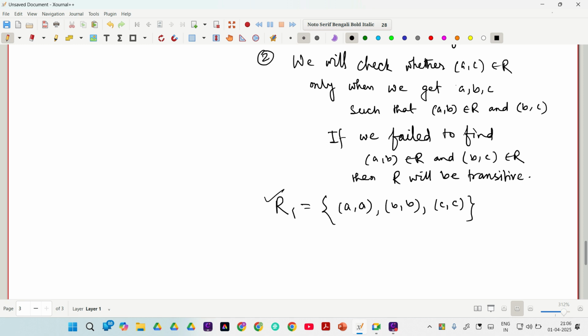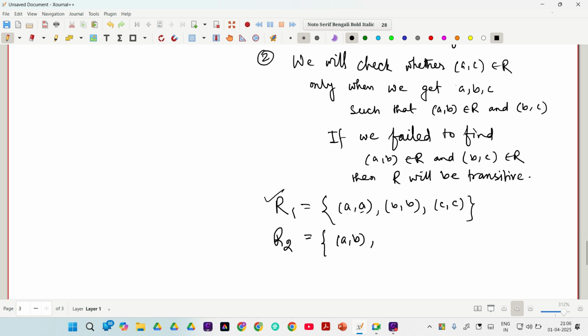Yes. Okay, so taking the R1 example, is there any A comma B or B comma C? Maybe these two are equal. I mean, A comma B, here B is equal to A, and B comma C, so that we will check A comma C belongs to R1. This is a transitive relation.